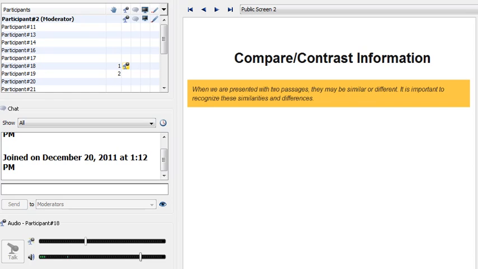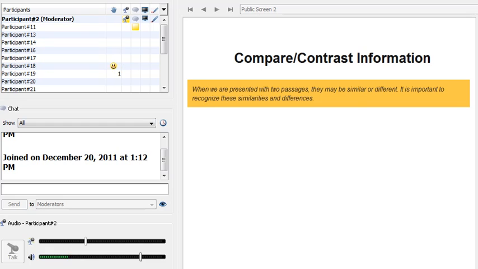When we are presented with two passages, they may be similar or different. It is important to recognize these similarities and differences. Gave you a little bit of a tongue twister there, didn't I?